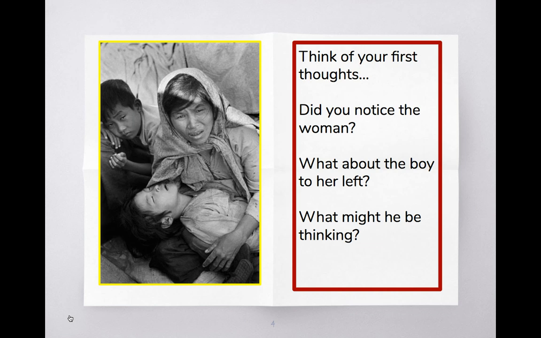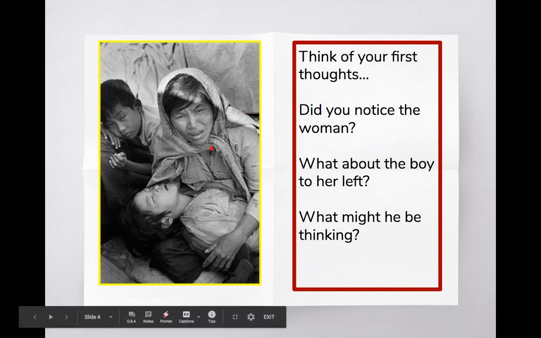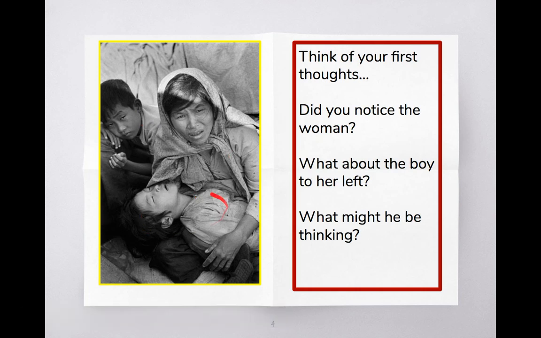So think of your first thoughts. Did you notice the woman? Did you notice the boy on the left? What about the boy down here, or girl, depending on what you thought? What might they be thinking? Think about that and look back at your writing. Did you talk about their perspectives? Did you talk about this one?